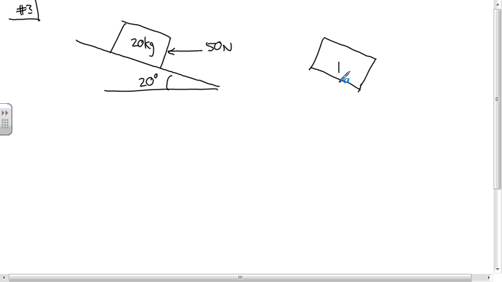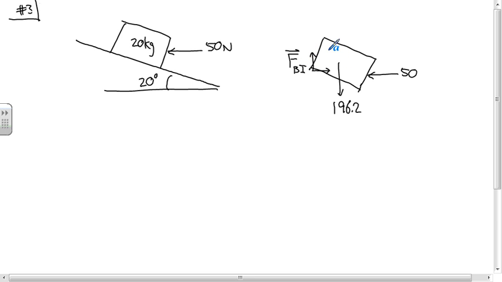Okay, so there's a weight of 196.2. We're assuming that there's friction, so that means there's a full force vector acting between the block and the incline. That's the force on the block by the incline. And then there's a horizontal force of 50 newtons.